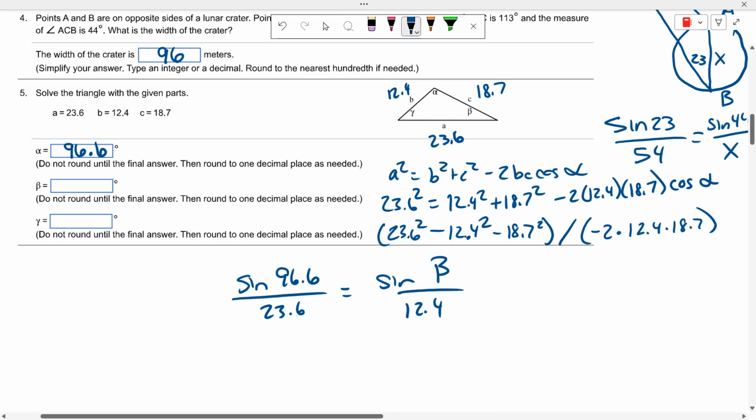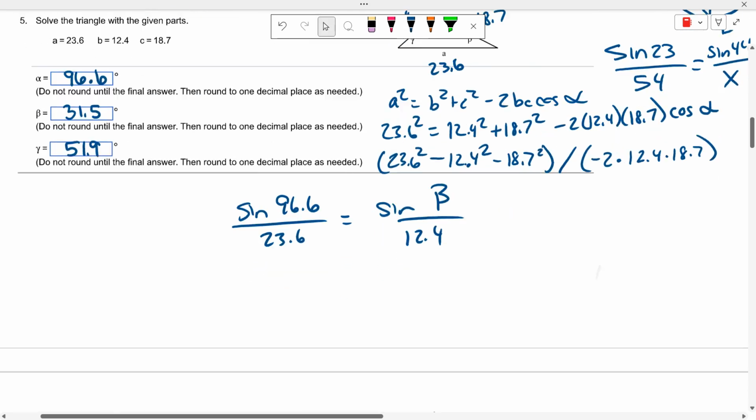Anybody have confidence in their answer? I would say 41.5 sounds about right. 31.5 might even sound better than that. So these two add up to 128.1. So then that would be 51.9 for this one. Okay, there we go.